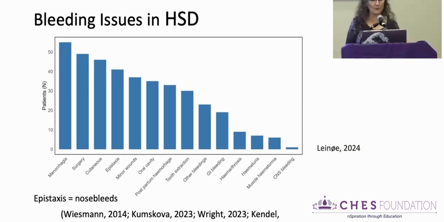So bleeding issues. In the past 10 years or so, research has been coming out. This particular study looked at the prevalence of different bleeding issues in a group of people with hypermobility. Menorrhagia, or heavy menstrual bleeding, was top. Excessive surgical bleeding, skin bleeding, nosebleeds, minor wounds, dental bleeding. So we've been talking about all those things today, and hypermobile people have a pretty similar pattern of bleeding as what we've been talking about.